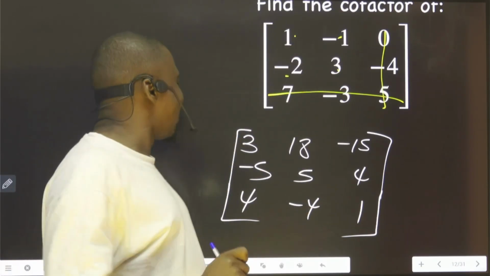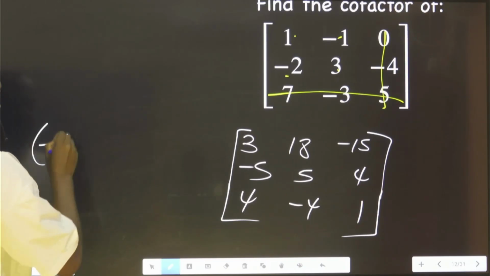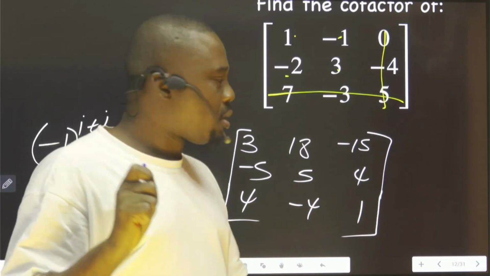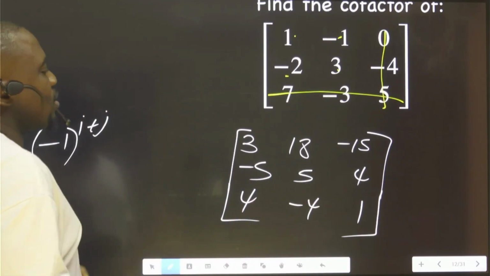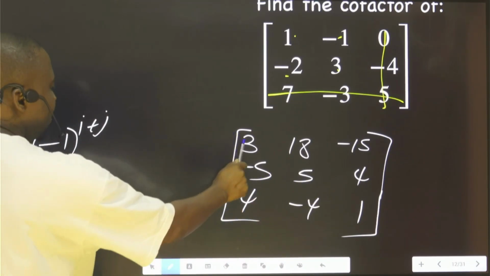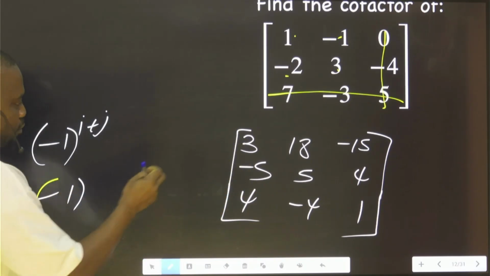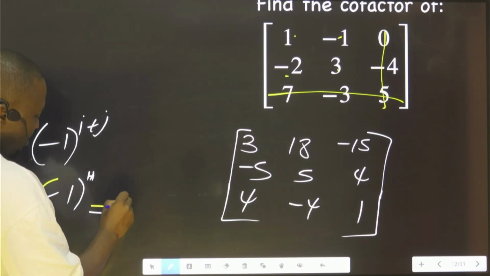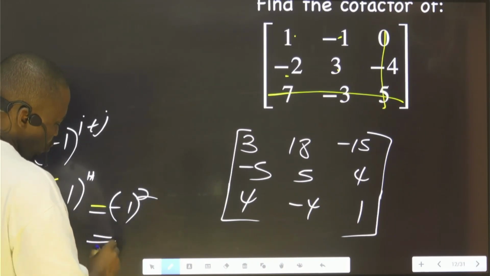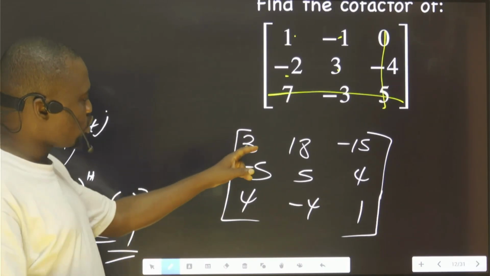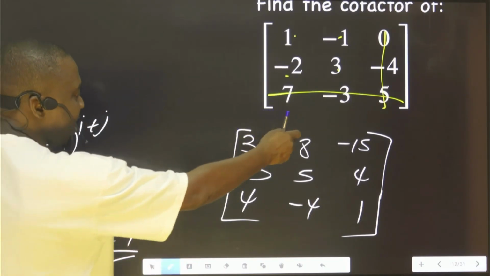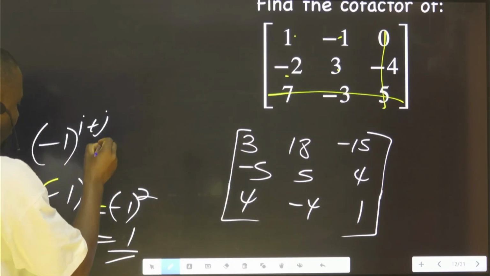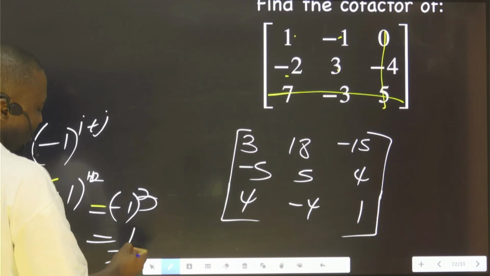We apply the sign. What sign is that? Minus 1 raised to power i plus j. What is i? i is the row position, while j is the column position. This one will give us minus 1. Its position is 1, 1. That's 1 plus 1. That is minus 1 raised to power 2. We produce 1. So it's plus 1. No need to change the sign. For this one now is first, second. That is first, second. 1 plus 2. That is 3. Produce minus.